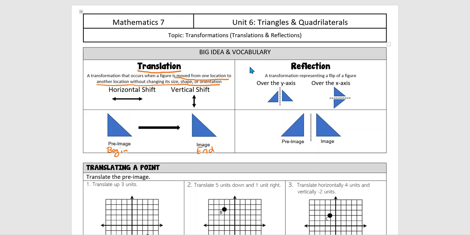There's a few ways that we describe these translations, and one of those involves including the words horizontal and vertical. So we may be familiar with horizontal and vertical from conversations about the X and Y axes, but we need to know that horizontal means side to side, left being negative, right being positive, and vertical means up and down, down being negative, and up being positive.